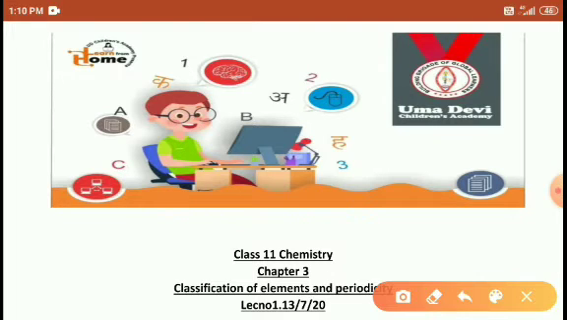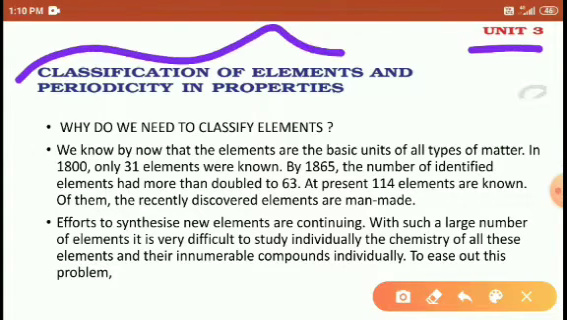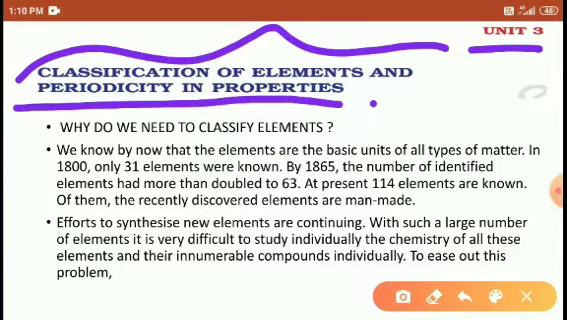Students, today we have started a new chapter, chapter number 3, classification of elements and periodicity. In this chapter, we will study how the periodic table was arranged, on what basis the elements were arranged, and which rules were applied in arranging the groups and the table. All these things we will discuss in this chapter, right students? So let's start chapter number 3, classification of elements and periodicity property.